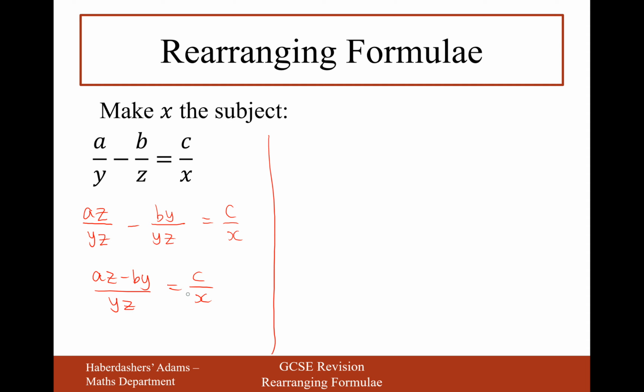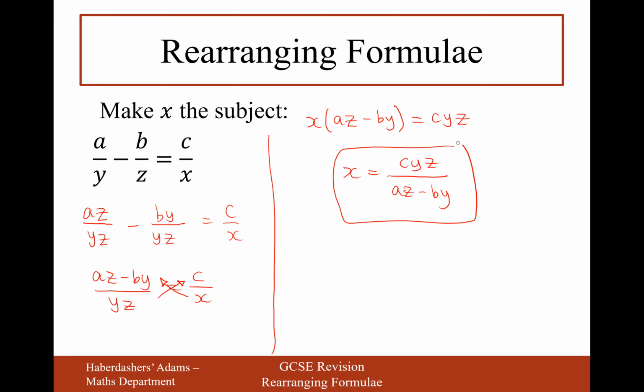The next thing we need to now do is do that cross-multiplying thing. So that multiplies up there, that multiplies up there. So it's going to be x brackets az minus by brackets equals cyz. And usually I'd expand the brackets here, but I don't need to because I need to make x the subject. So I just need to divide by what's inside this bracket here. So it's going to be x equals cyz divided by az minus by. And there we are, that's the answer in this question.